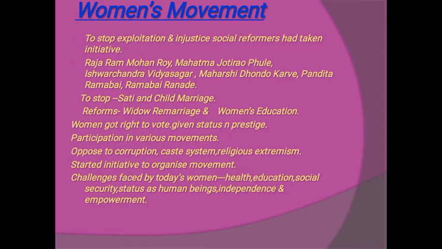Ishwarchandra Vidyasagar, Raja Ram Mohan Roy, Mahatma Jyotirao Phule, Savitribai Phule, Maharshi Dhondo Keshav Karve, Pandita Ramabai Ranade, all these people took initiative in ending the practice of sati and child marriage. Reforms such as widow remarriage, women's education, and the right to vote for women were possible due to the work of these reformists.